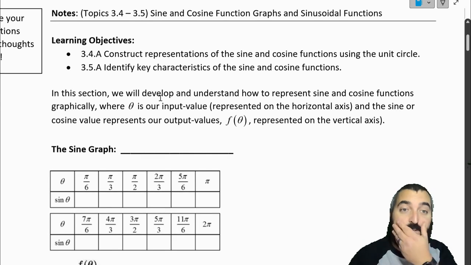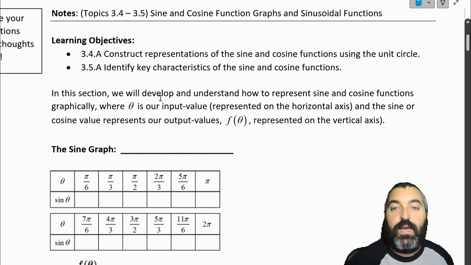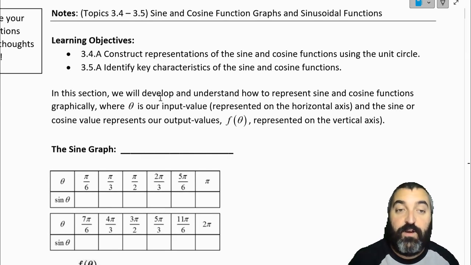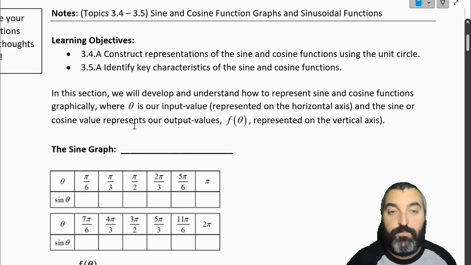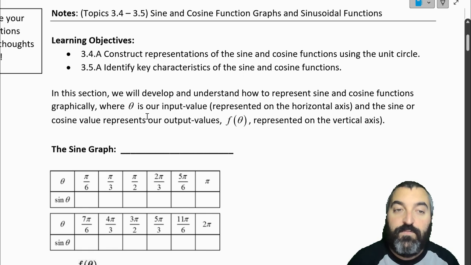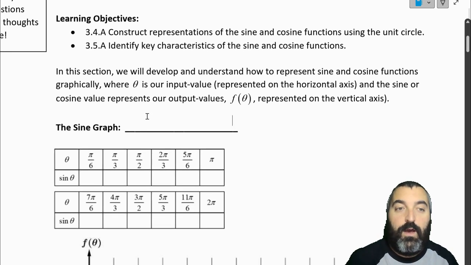So in this section, we will develop and understand how to represent sine and cosine functions graphically, where theta is our input value, represented on the horizontal axis, and the sine or cosine value represents our output values, or f of theta, represented on the vertical axis, okay.